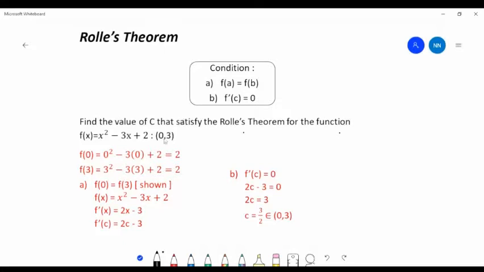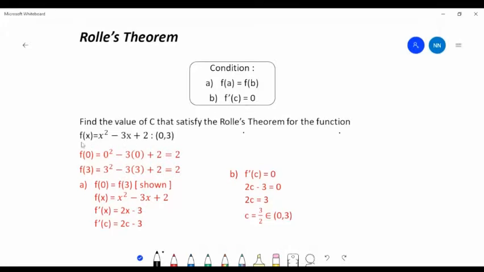The first thing that we need to do is, as we know, 0 represents a and 3 represents b. So we need to substitute 0 and 3 into this function. After we substitute, we get f(0) equals 2 and f(3) equals 2. So for the condition, f(0) equals f(3), and it is shown that it has satisfied the first condition of Rolle's theorem. The next term is f'(c) equals 0.